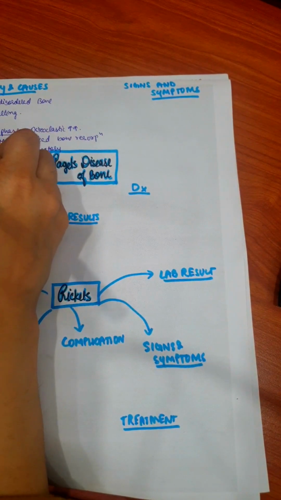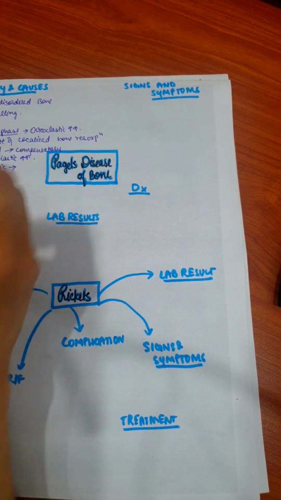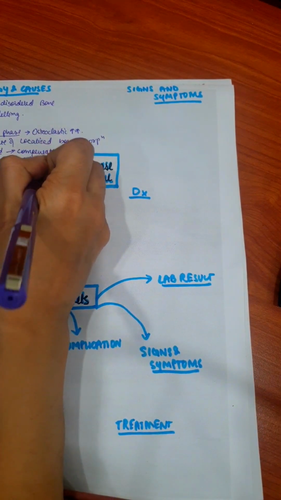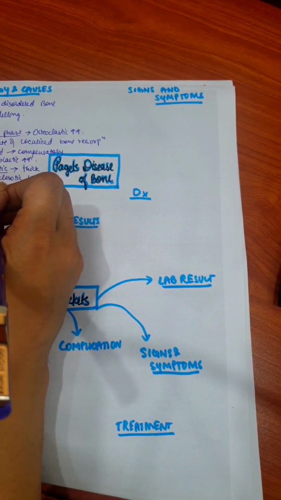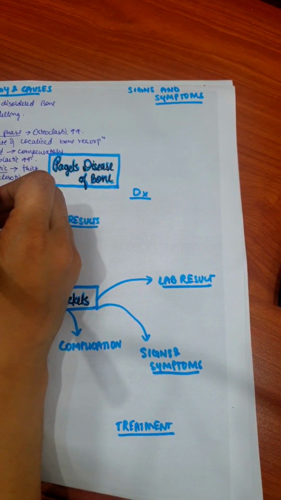Then the third phase that comes is the sclerotic phase. What happens in the sclerotic phase? In the sclerotic phase there are thick and sclerotic bones that are formed. These are woven bones which are very prone to fractures, and they are very hypervascular bones.